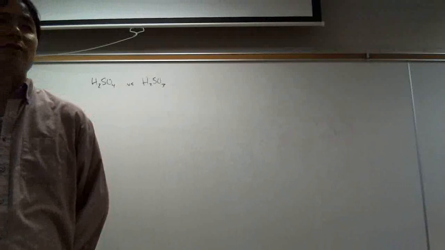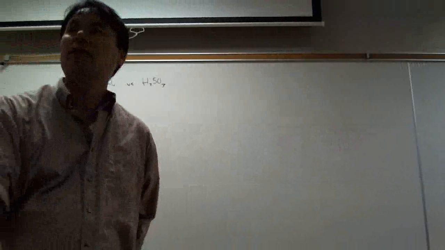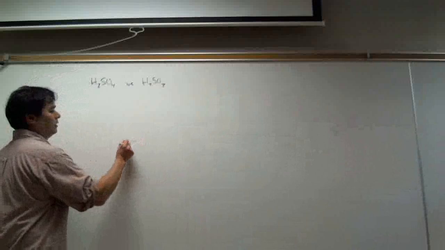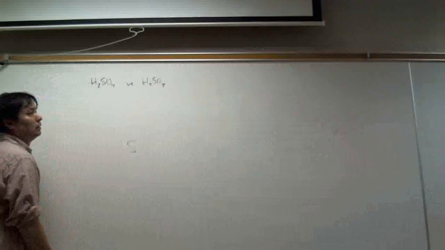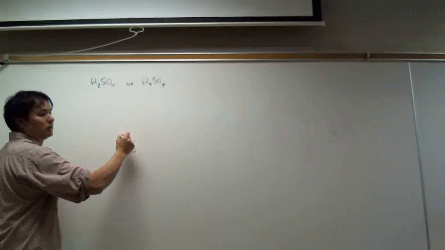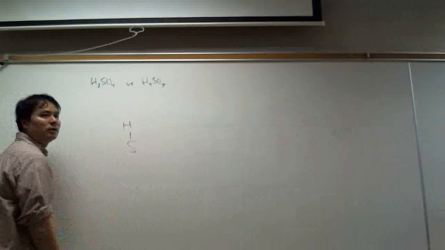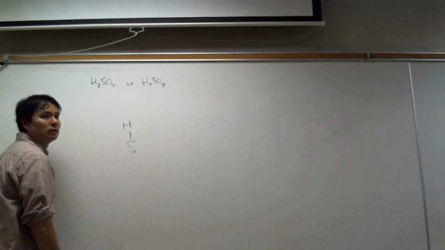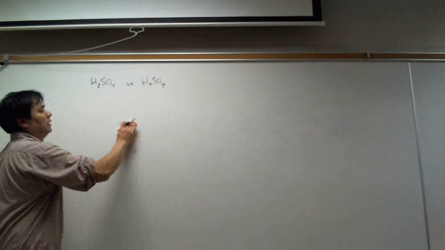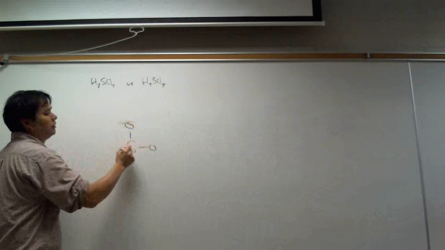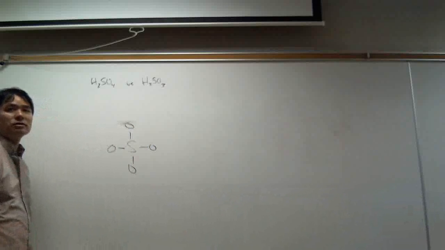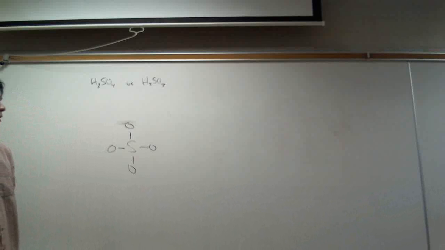So did you guys have H2SO4? The Lewis structure, what did you get? Sulfur in the middle, and then where are the oxygens? Did you get a hydrogen bonded to the sulfur? No, it has to be bonded to the oxygen because it's an acid. Did you guys catch that? There are no hydrogens bonded to the sulfur. It's an acid. The hydrogens are going to be bonded to the more electronegative atom.